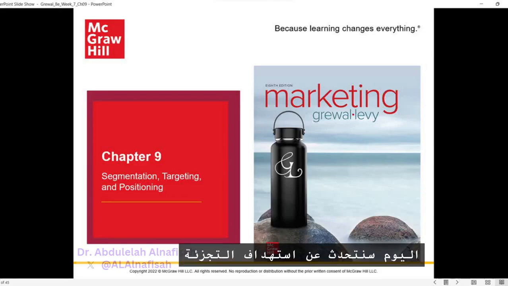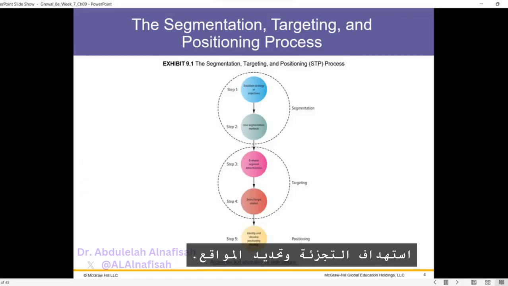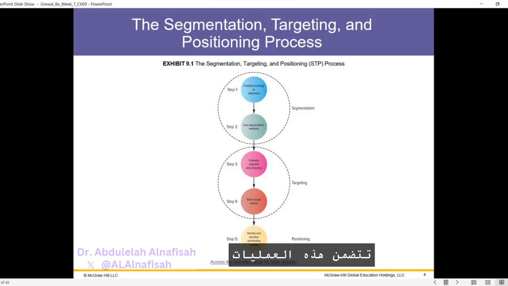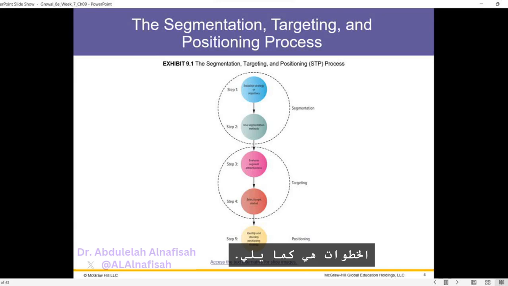Today we will talk about segmentation, targeting, and positioning. This diagram explains the steps of market segmentation, targeting, and positioning. These processes involve dividing a market into distinct groups of customers, choosing which groups to pursue, and creating a value proposition for each group. The steps are as follows.